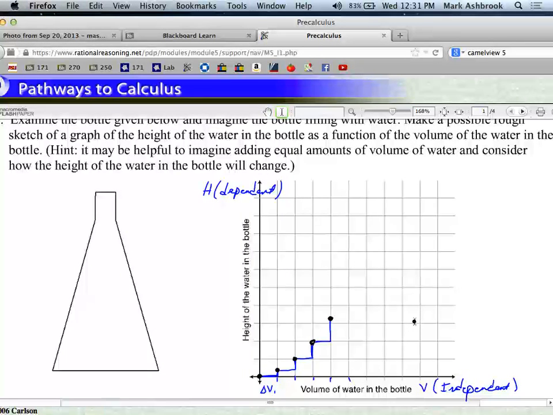Okay? So now we've done 4 changes in volume. We've looked at the 4 resulting changes in height. Now this may be enough to generalize. Okay? So what is happening to the changes in height for equal changes in volume? So we got delta H1 right there. Here's delta H2, delta H3, delta H4. So in a general sense, what's happening to the change in height for equal increases in volume? The change in height is?